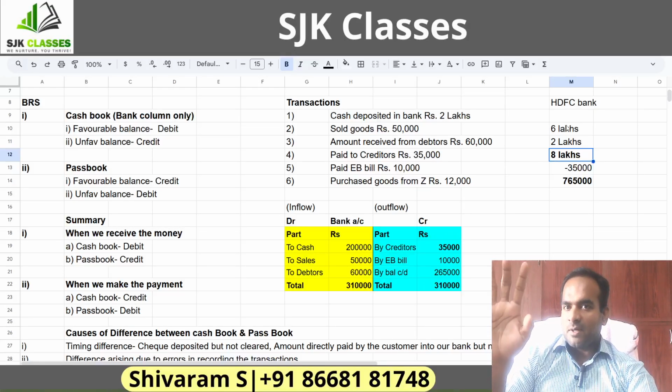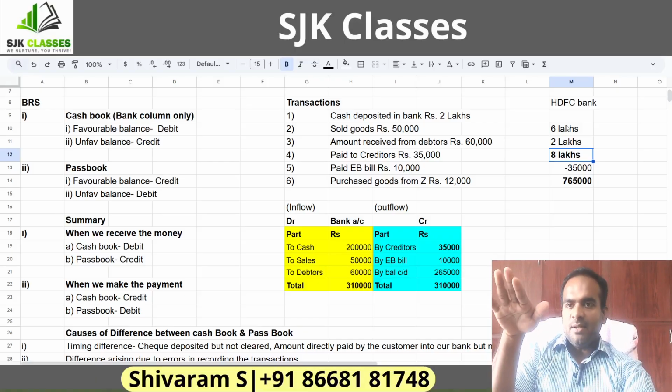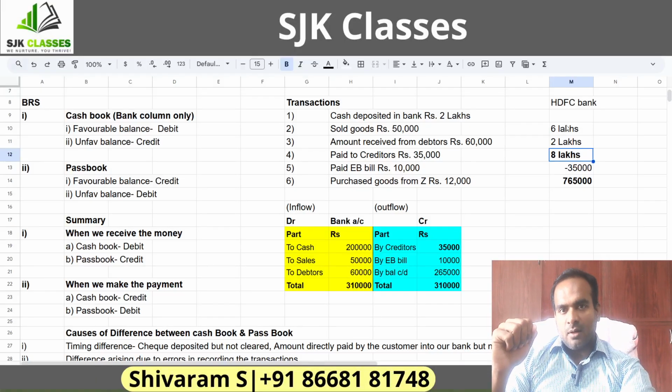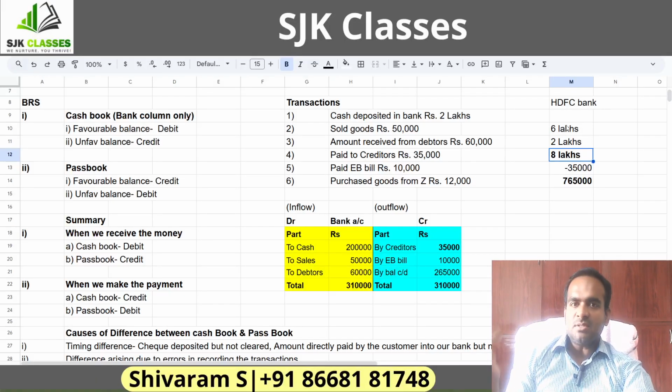From the bank's perspective, think now. What will the bank do? From 8 lakhs, 35,000 is reduced now. The liability drops to 7 lakh 65,000. So when liability decreases, what do we do? Accounting rule: when liability reduces, we give a debit. That's what we are doing here.